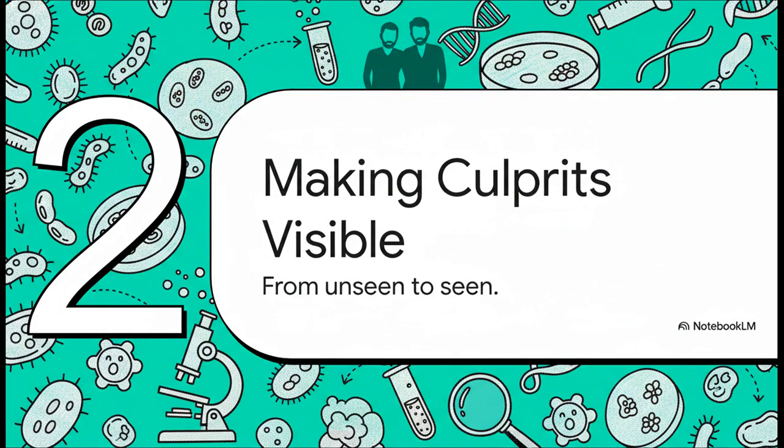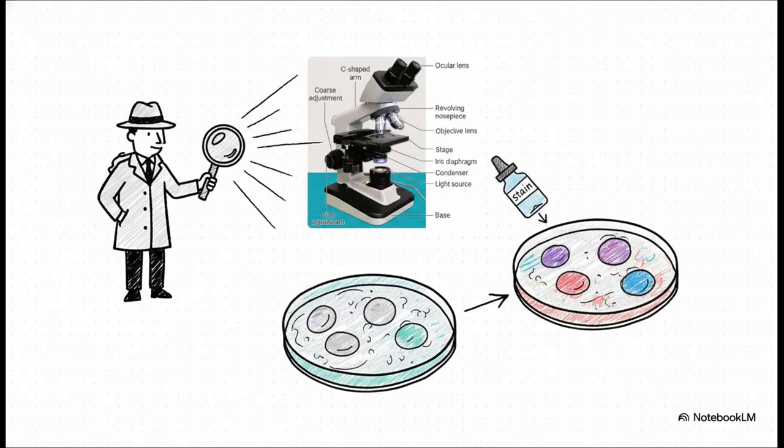Okay, so we know there are 2 main gangs of suspects. Now it's time to actually get eyes on them. Which brings us to part 2, making the culprit visible. So the first tool out of the bag is the classic light microscope. This thing has been our window into the microbial world for ages, but there's a problem. Looking at live bacteria under a microscope is like trying to spot a clear marble in a glass of water. They're practically invisible, so we have to stain them.